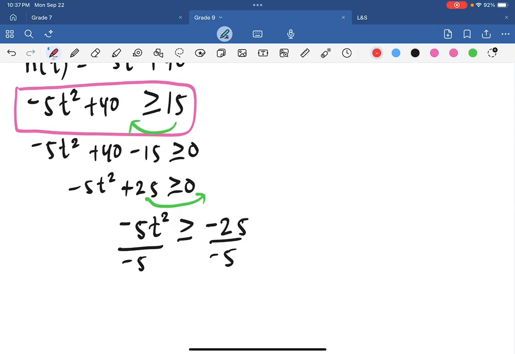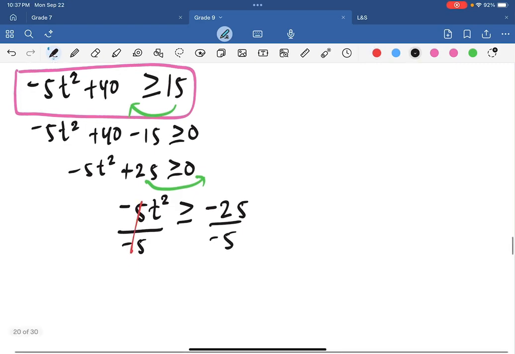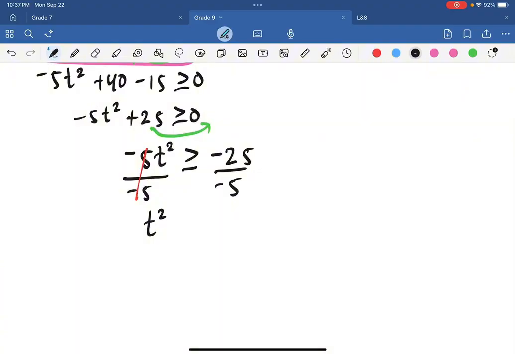Okay, so here we could cancel negative 5 and negative 5. So we are left with t squared is greater than or equal to negative 25 divided by 5 is 5. Now, in extracting square roots, we need to do the square root sign. So, extract the square roots of both sides. So, cancel the square and the square root symbol. So, we are left with t. So, t is greater than or equal to positive and negative square root of 5.